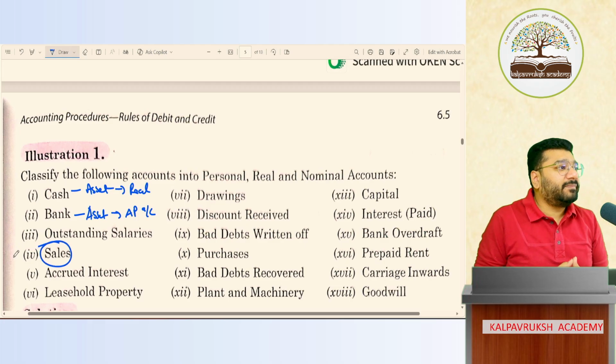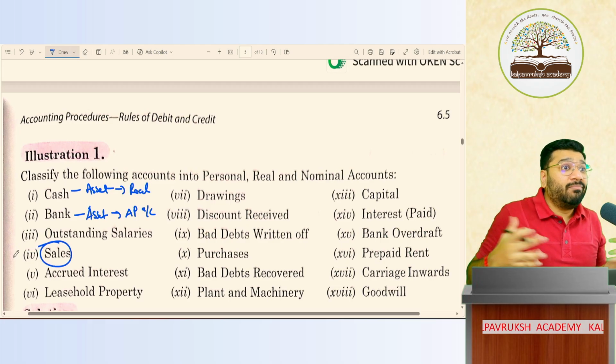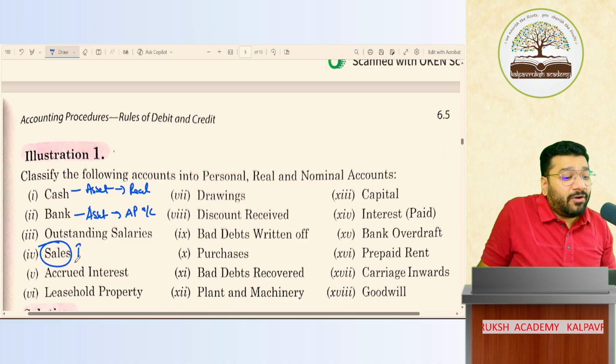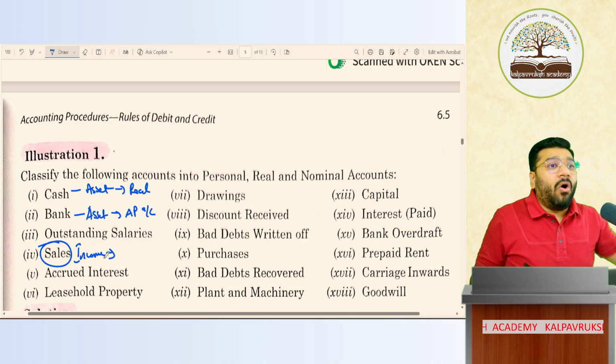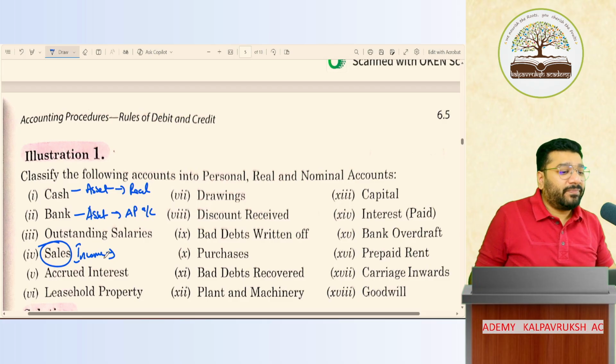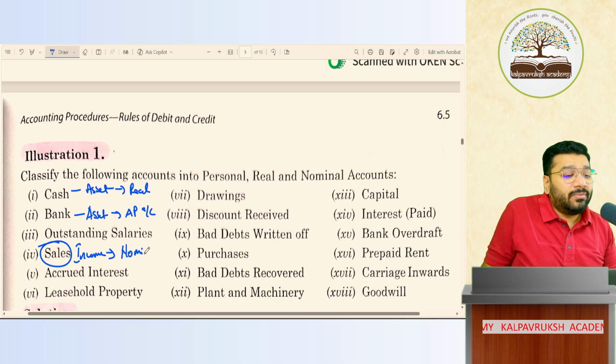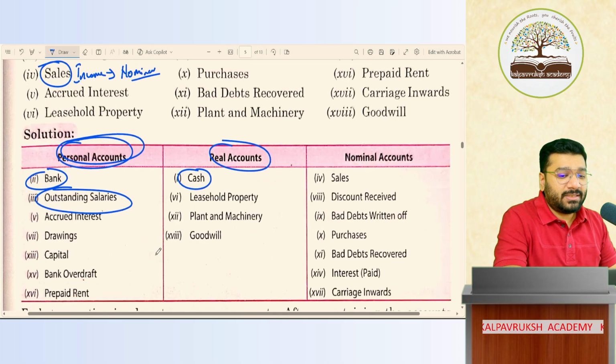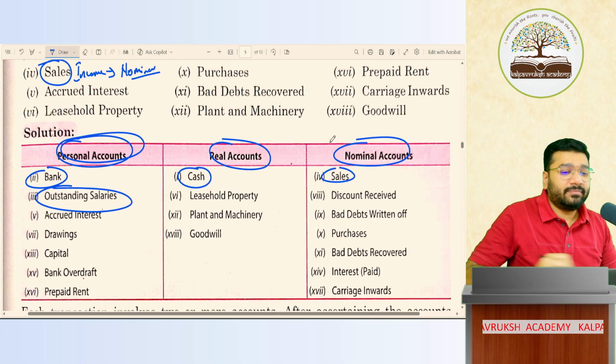What flavor are you getting? More sale, more income. So I'm getting the flavor of income. All the income will go to my house. Who am I? Nominal account. So sales is nominal.